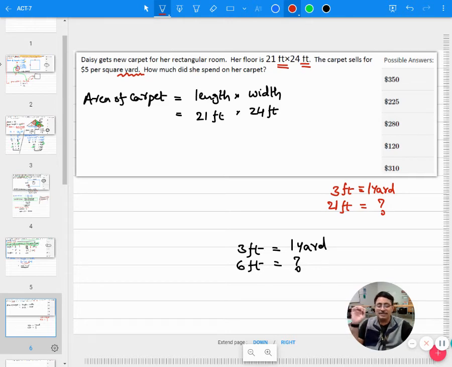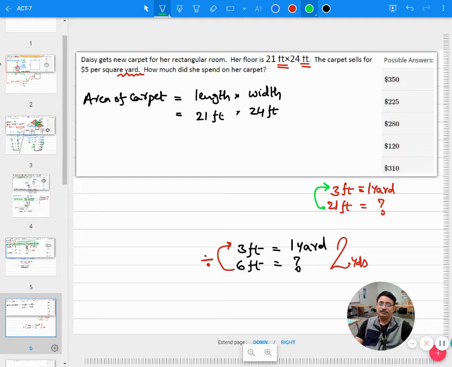Now, we know that 6 feet makes 2 yards. Do I have to add, subtract, multiply, or divide? I know that the answer is 2 yards, right? How did I get 2 yards? 6 plus 3? No. 6 minus 3? No. 6 times 3? No. 6 divided by 3? Yes. So, if I divide 21 by 3, then I'll get the number of yards. Does it make sense? 21 divided by 3 gives me 7 yards.